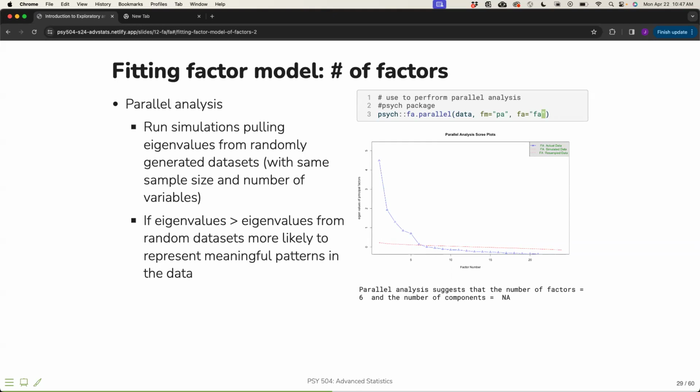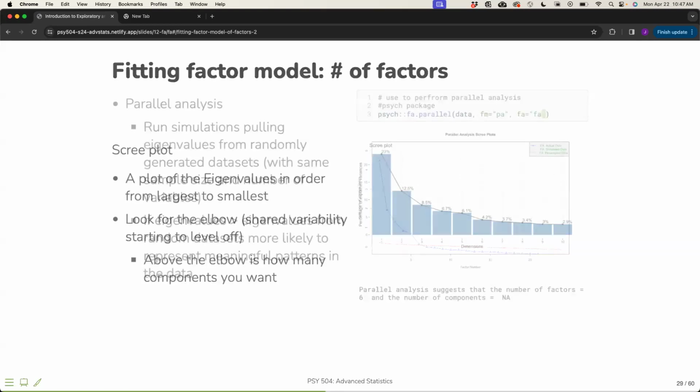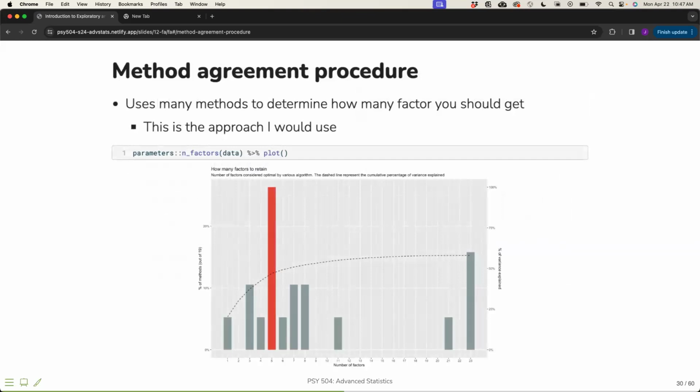However, we shouldn't be using just one method to determine this. So this says 6. I might have said 5 here. So there might have been some ambiguity about the number of factors to extract. My preferred method is a consensus method, or an agreement method. This looks at a whole bunch of different methods and calculates the percent agreement. And luckily, easystats has a function that does this for us in one line of code.